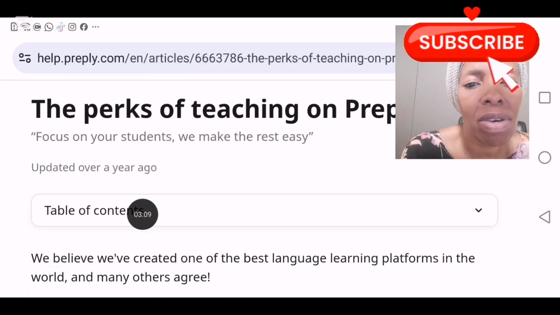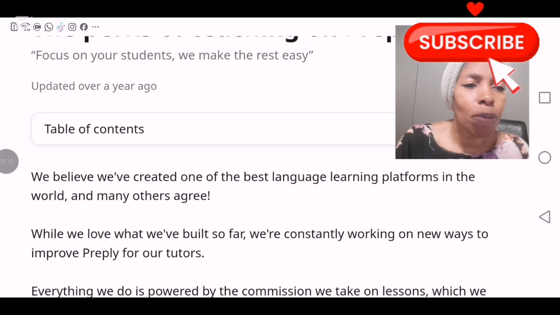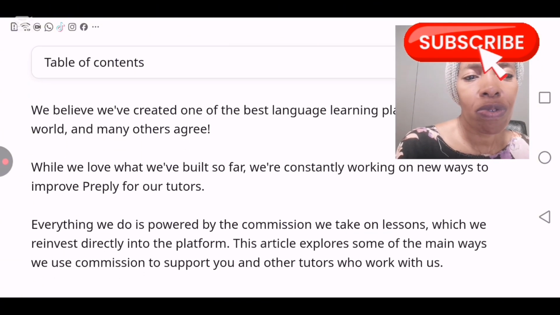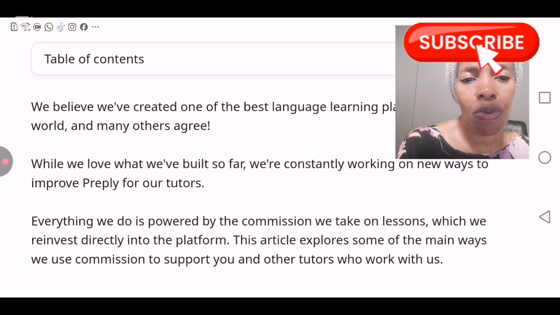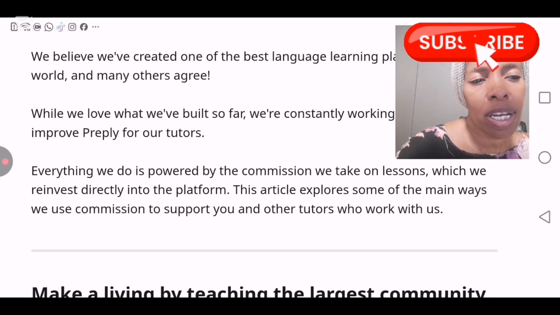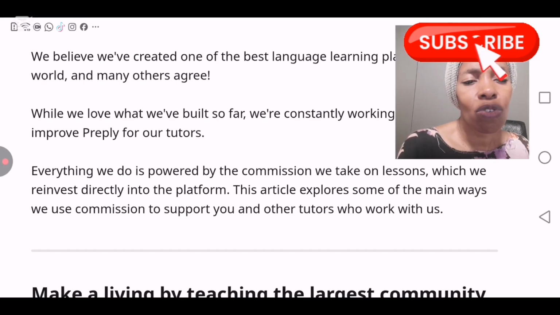Updated over here. Okay. So we believe we've created one of the best language learning platforms in the world, and many others agree. Why we love what we've built so far, we're constantly working on new ways to improve Preply for our tutors. Everything we do is powered by commission. We take on lessons which we reinvest directly into the platform. This article explores some of the ways we use commission to support you and other tutors who work with us.